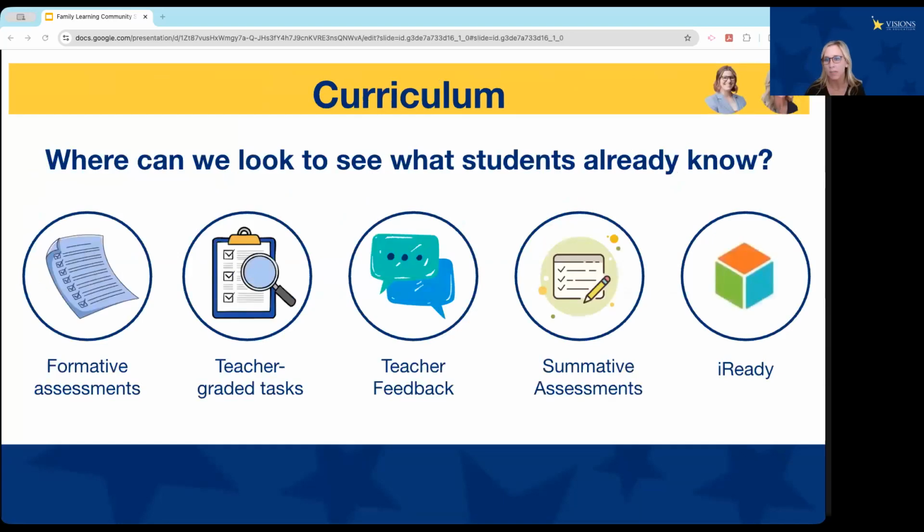So, where can we look to see what students already know? There are various formative assessments that they likely have in their class. These could be little checkpoints, little assessments. It could even be something as simple as observations. There are those teacher graded tasks, those things where students receive a score and they may receive some specific teacher feedback with or without a score attached to it. Also, those summative assessments are a great place to see what students have mastered and what they haven't yet mastered. And then, of course, iReady is another good source.